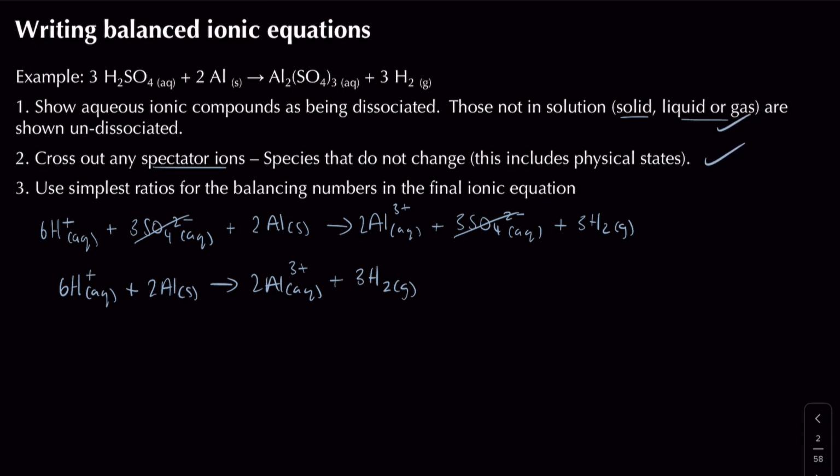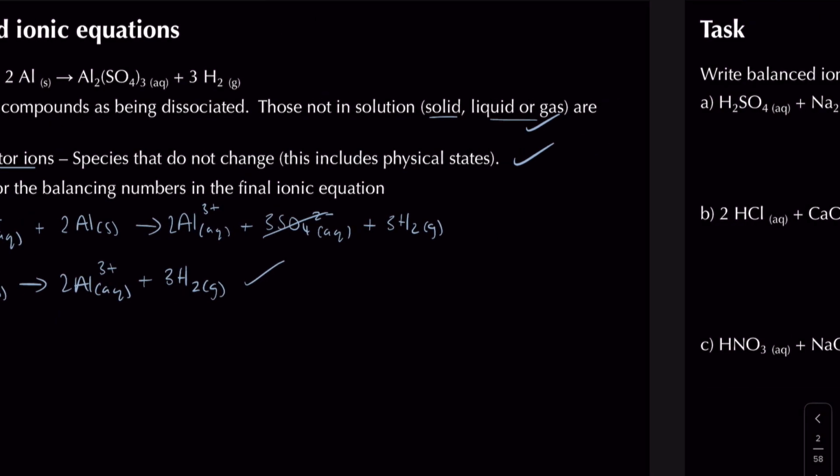What about the third step, finding the simplest ionic equation? Yes, that's going to be the simplest one because we've got a 6 to 2 to 2 to 3 ratio. We can't actually get any smaller numbers compared to that. That's going to be our simplest whole number ratio, and there's that one done.